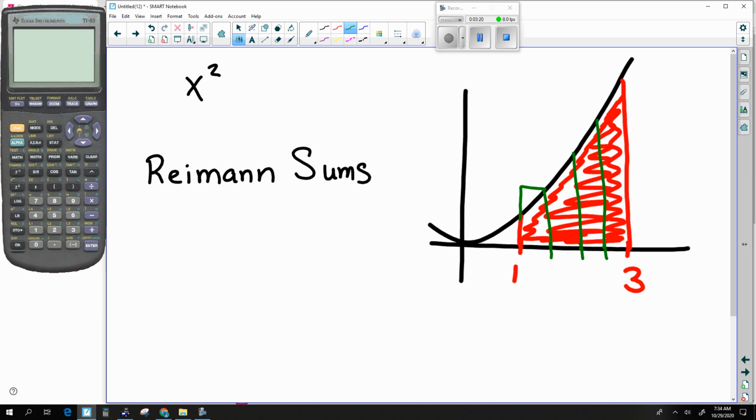So if I make rectangles out of these things, and if I just add the area of these rectangles, Riemann says that's close enough. So if I add up all the areas of these rectangles, that's good enough. Okay, and that's what a Riemann sum is.